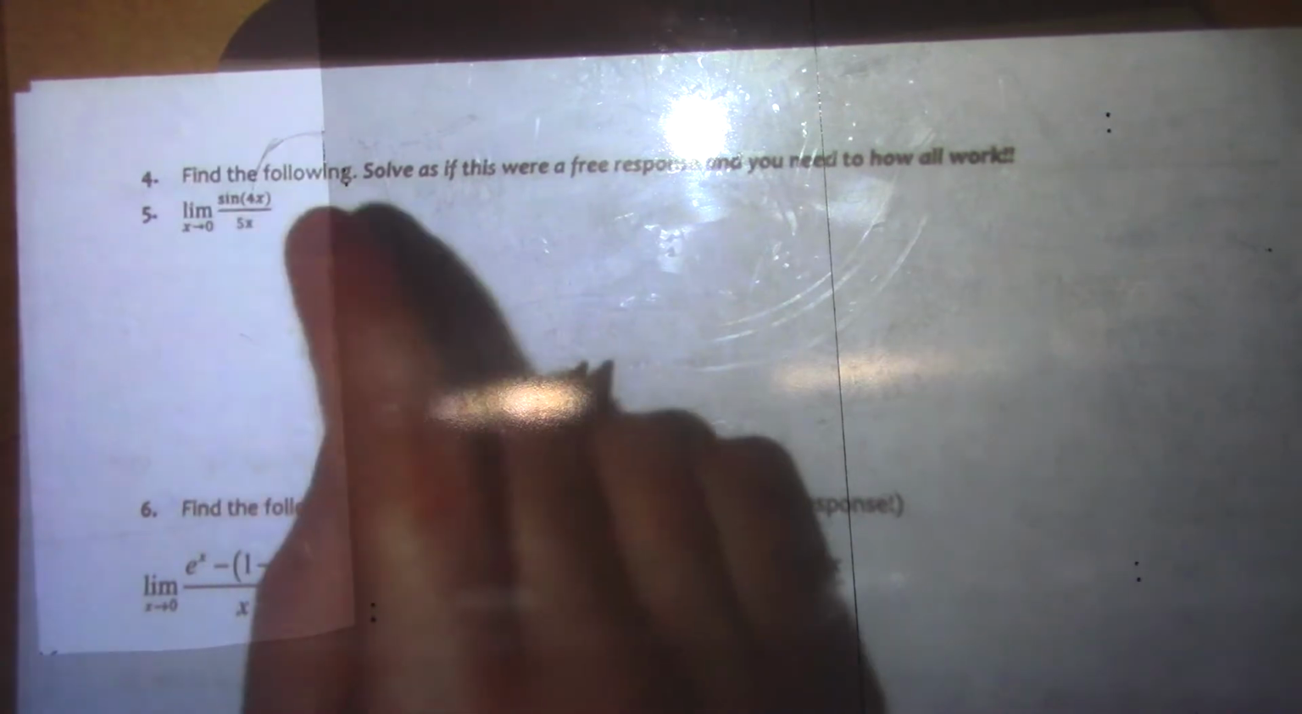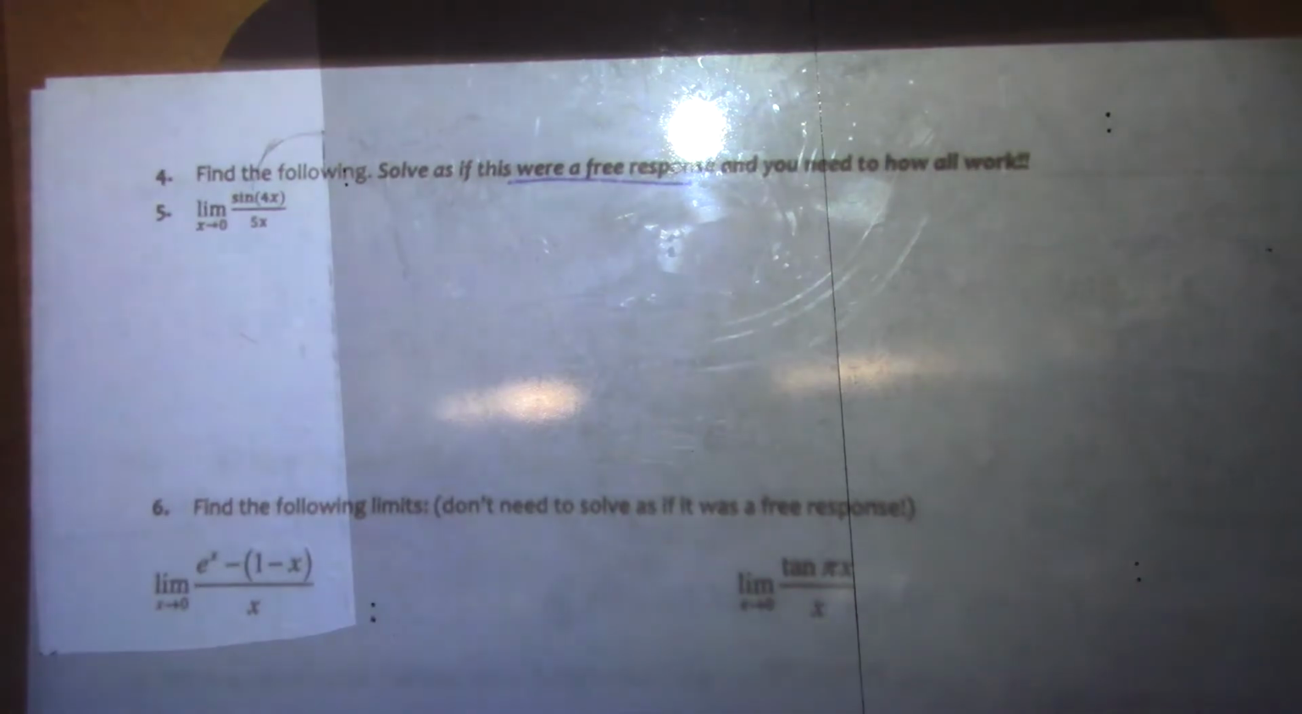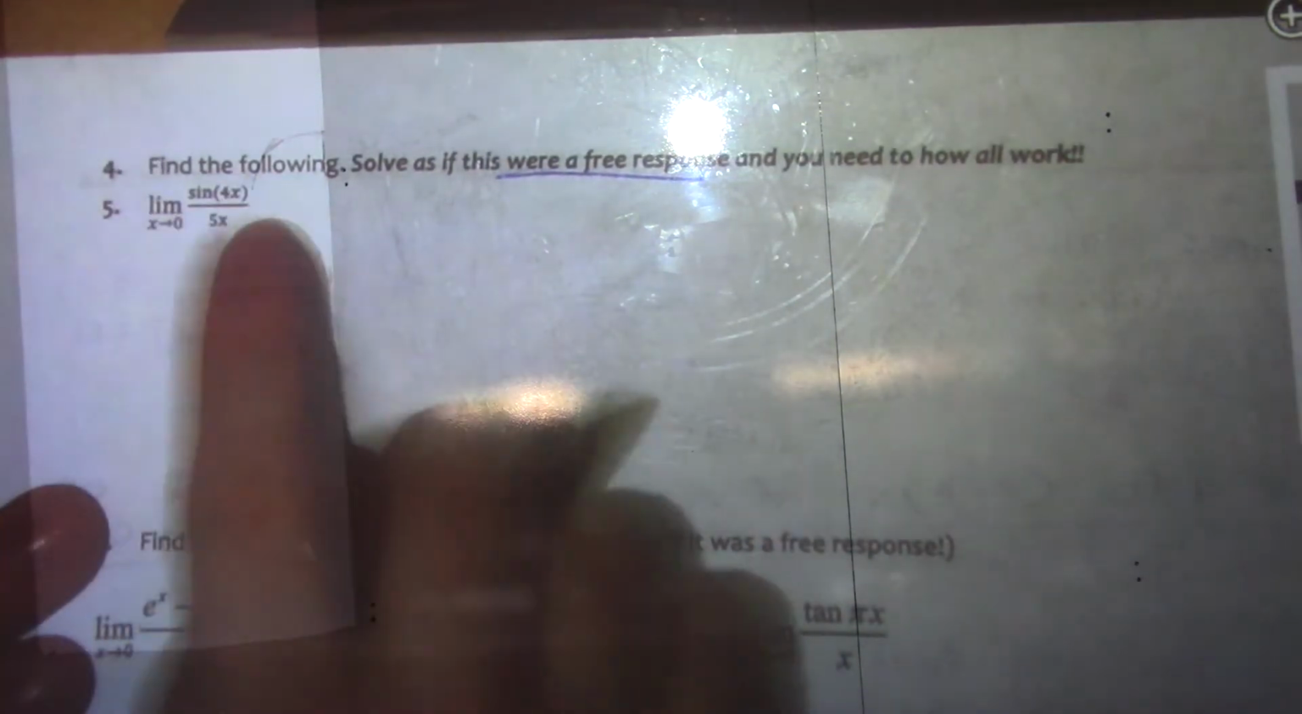So here we've got a limit question. So you'll notice that it's sine of 4x over 5x, which would become 0 over 0 when you take the limit. This is L'Hopital's. It says to act as if this was for your response. So if you wanted to get all the points on this part, you'd have to show the top and the bottom limit going to 0.